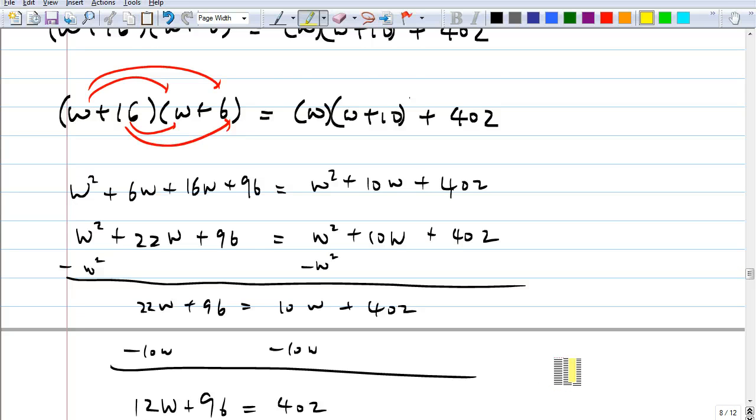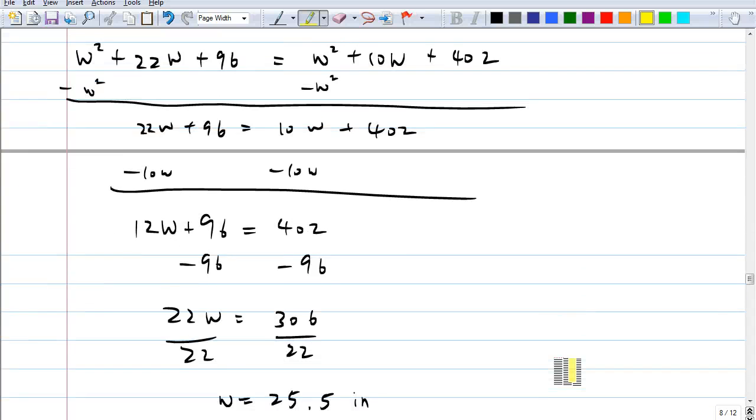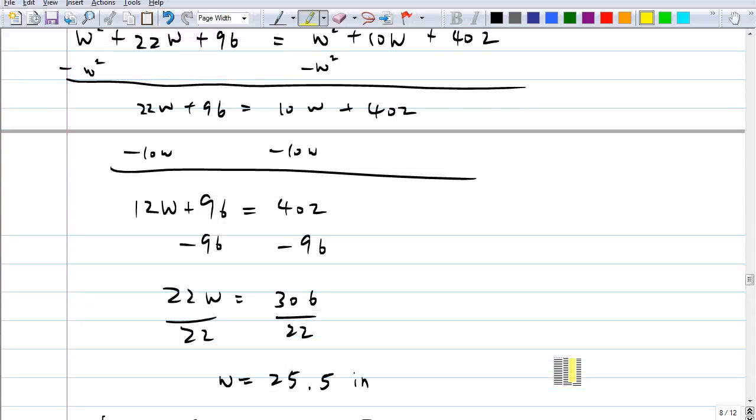Of course, we want to now get rid of the 96, right? Subtract 96 from both sides. How many people got 12W equals 306 and W equals 25.5 inches? So raise your hand if you got that. Is it okay to get decimals like this? Yeah, it's okay. I mean, sometimes it comes out to be a decimal. It doesn't always come out to be an integer, right?